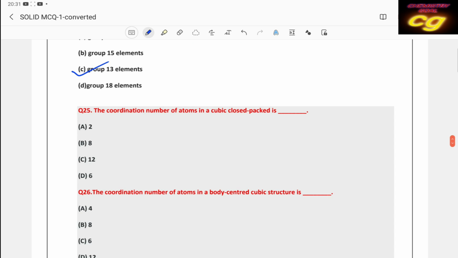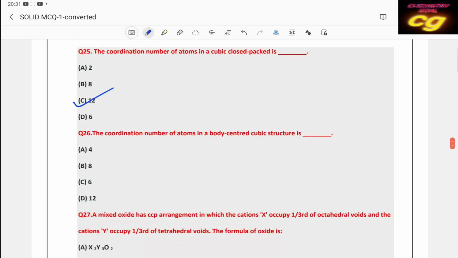The coordination number of atoms in cubic close packing CCP: options 2, 8, 12, 16. Correct answer is C, that is 12. In the lower part there are 6 atoms and in the upper part 6, so coordination number will be 12. Next question, the coordination number of atoms in body centered cubic structure: options 4, 8, 6, 12. BCC will be 8. But remember, in cubic close packing it is 12, and in body centered it is 8.